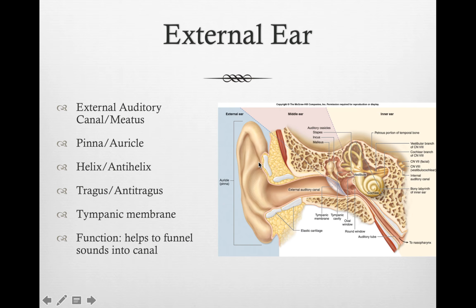Now, we have a helix and an antihelix, a tragus and an antitragus, none of which are seen really great here. You'll see them much better on the models in the lab. The tympanic membrane, I've referred to already once or twice, is this white membrane here that is meant to register those sound waves coming through the external auditory canal. And the function of this system overall is to funnel sounds this direction.